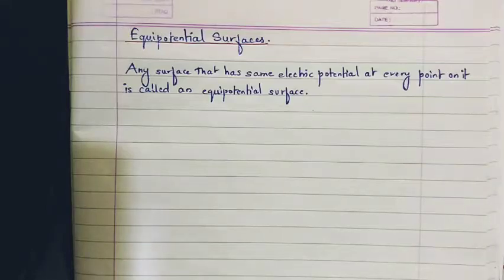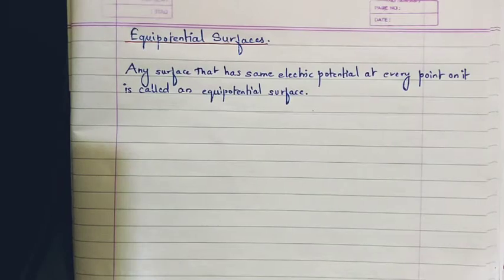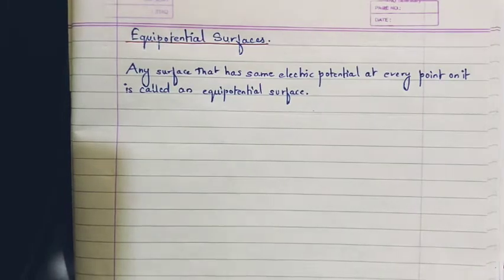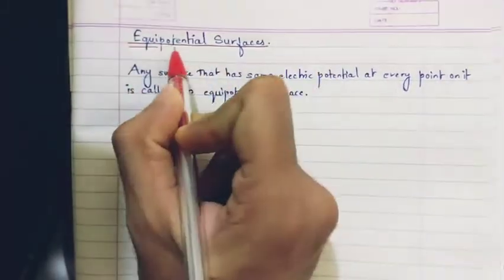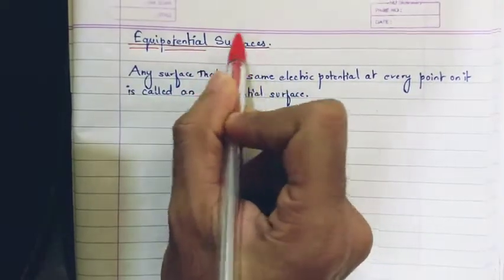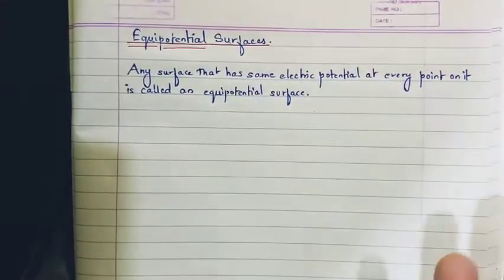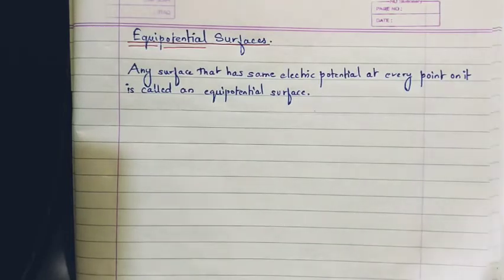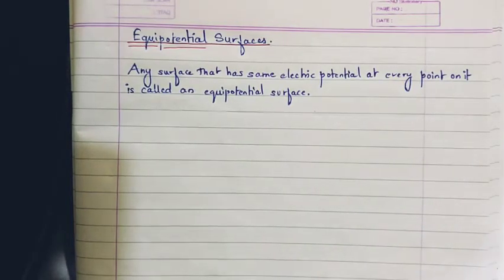Hello students, in today's class we are going to learn the topic called equipotential surfaces. So what is this equipotential surface? As the name suggests, equipotential means equal potential on a particular surface. A surface which has the same potential at every single point is called an equipotential surface.